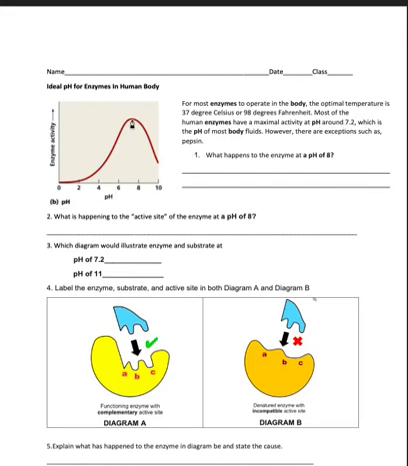Okay, if we look at this graph, we can see enzyme activity is at its best right here at that neutral pH. So it states, for most enzymes to operate in the body, the optimal or best temperature is 37 degrees Celsius or 98 degrees Fahrenheit. Most of the human enzymes have a maximum activity at a pH around 7.2. So pH is very important in homeostasis, very important in how this enzyme is going to work. So most body fluids are around 7.